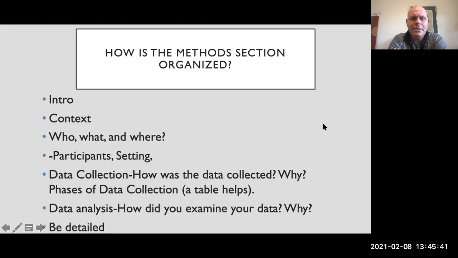So how is the method section organized? This was always kind of murky for me as a grad student. I never understood it, like the chicken or the egg, what comes first. That's how I felt when I was doing this method section. So I'm trying to help you with that. Hopefully I'll provide some clearer guidance. Basically, I would organize the method section like this.